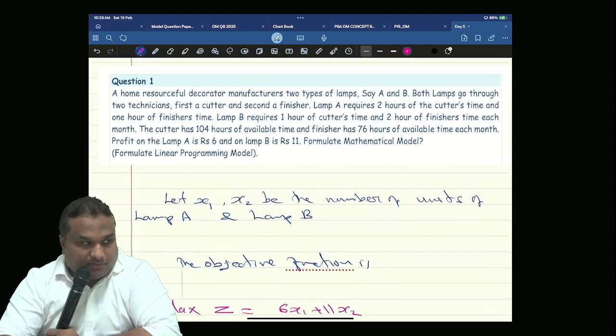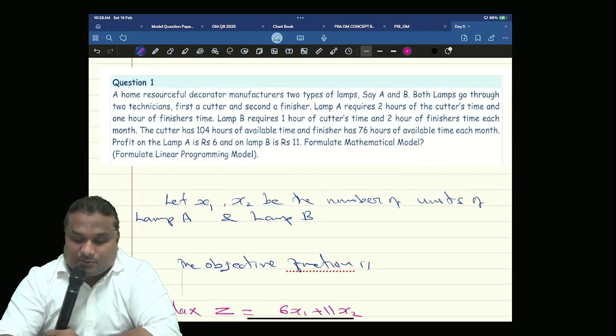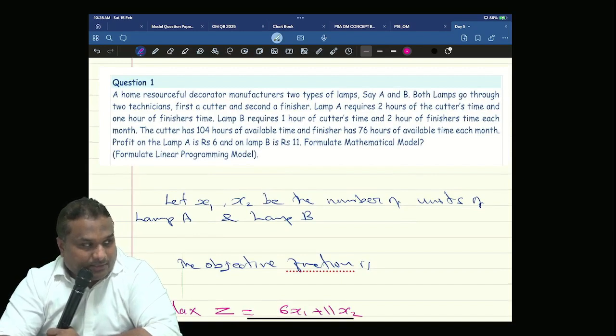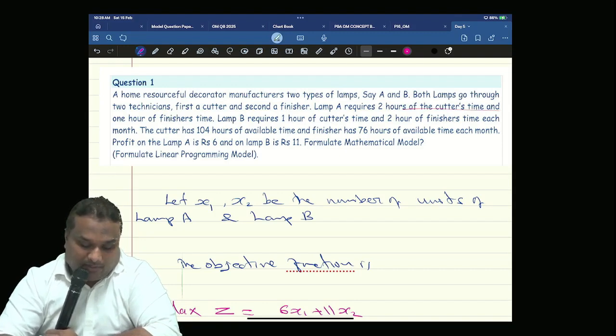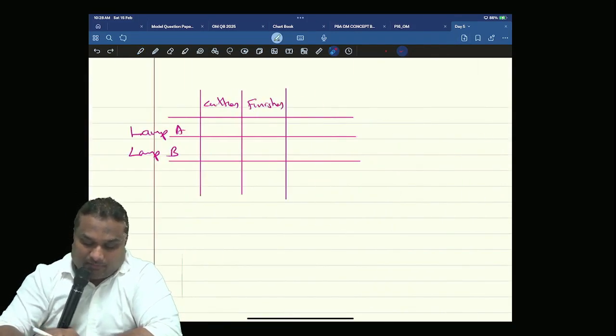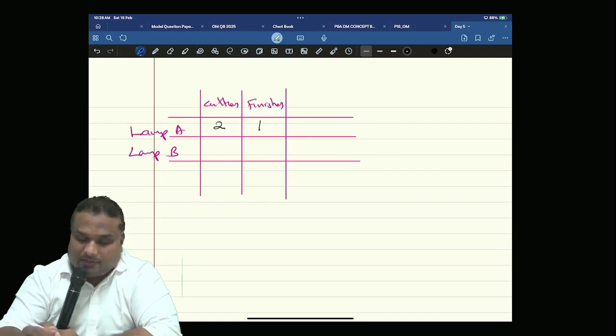Now read the problem. A home decorator manufactures two types of lamps, Lamp A and Lamp B. Both the lamps go through two technicians, first a cutter, second a finisher. Lamp A requires 2 hours of cutter's time and 1 hour of finisher's time. Now how to write that? Lamp A requires 2 hours of what? Cutter's time, 1 hour of finisher's time.